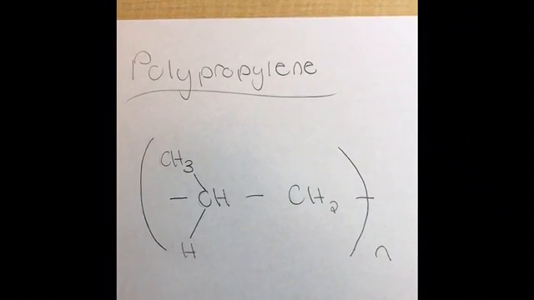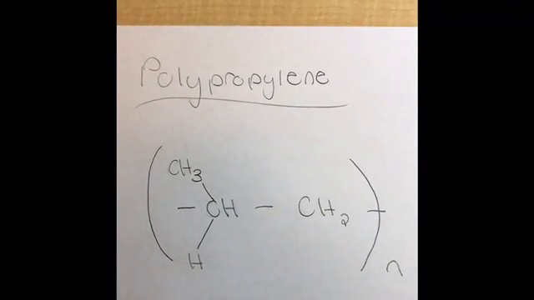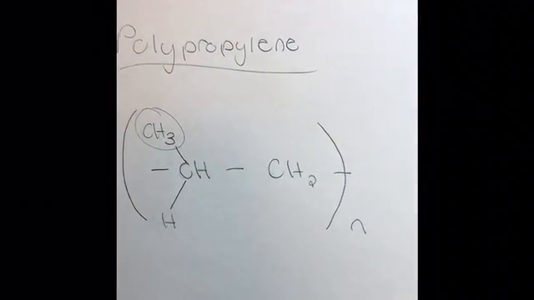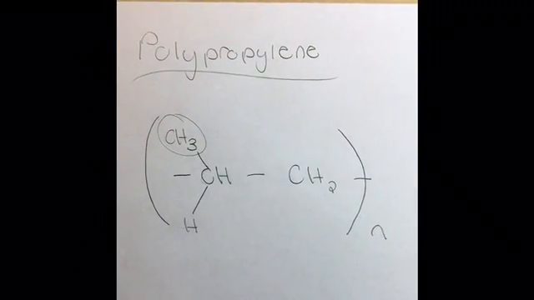Polypropylene is commonly used in binder covers, plastic bottles, and more. Polypropylene has this additional CH3 group, or methyl group, right here. And this CH3 group is responsible for improving mechanical properties of polypropylene.